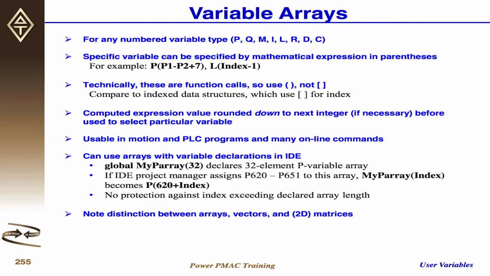So you can have arrays of any type of variable you want. You can either just outright give the size of the array, or you can give an equation of some sort, a simple arithmetic equation, such as p1 minus p2 plus 7 in this case. That will be equal to the size of the array. They are function calls technically in the way the PMAC handles them, so you want to use parentheses, not brackets.